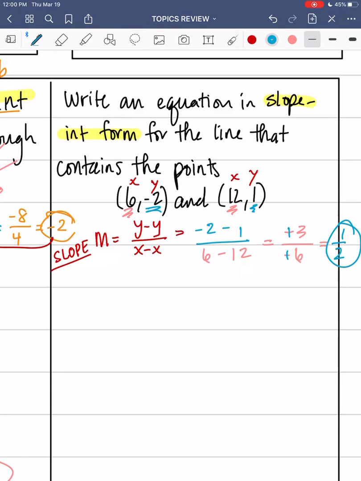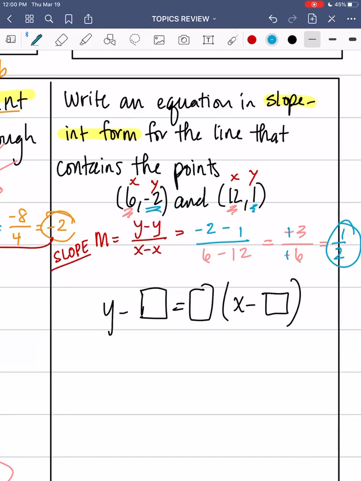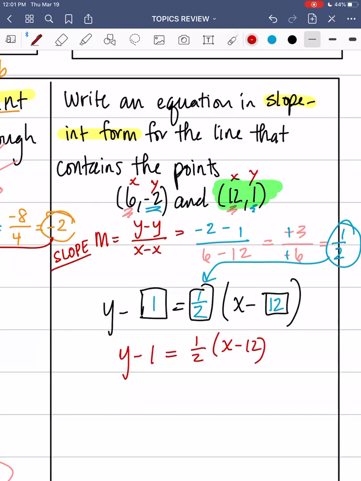All right. Pick your favorite point up here, because we're about to put this into point slope form. So we have y minus the y number equals the slope, x minus the x number. All right, we found the slope. That was 1/2. Put it where it goes, 1/2. Okay, pick your favorite point. Mine is (12, 1), because it doesn't have a negative in it. The x is 12, so I'm going to put that next to the x. The y number is 1, so I'm going to put that next to the y. So we have y minus 1 equals 1/2 times x minus 12.